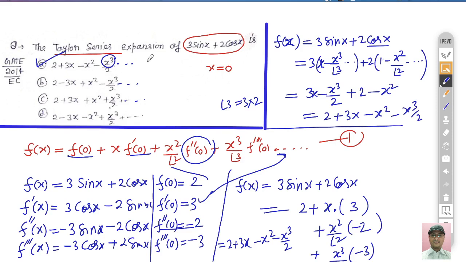In a similar way you can solve the other GATE problems which are based on Taylor and Laurent series. In the next lecture I will try to cover the next topic, that is the residue theorem, and that one is the last topic, and further we will solve more problems from the GATE question papers.